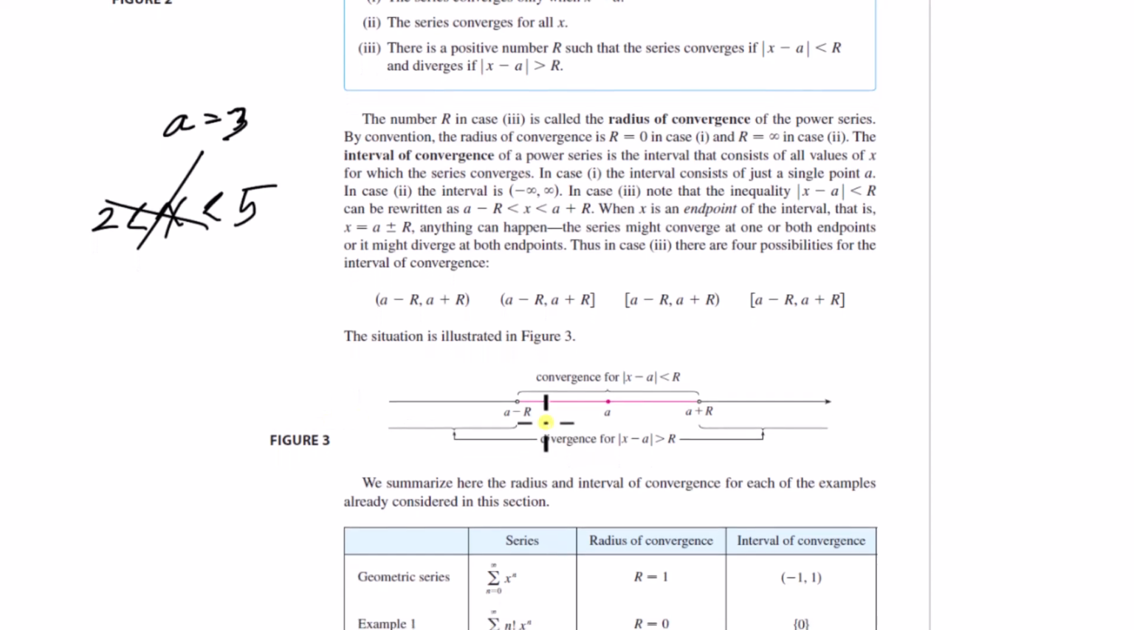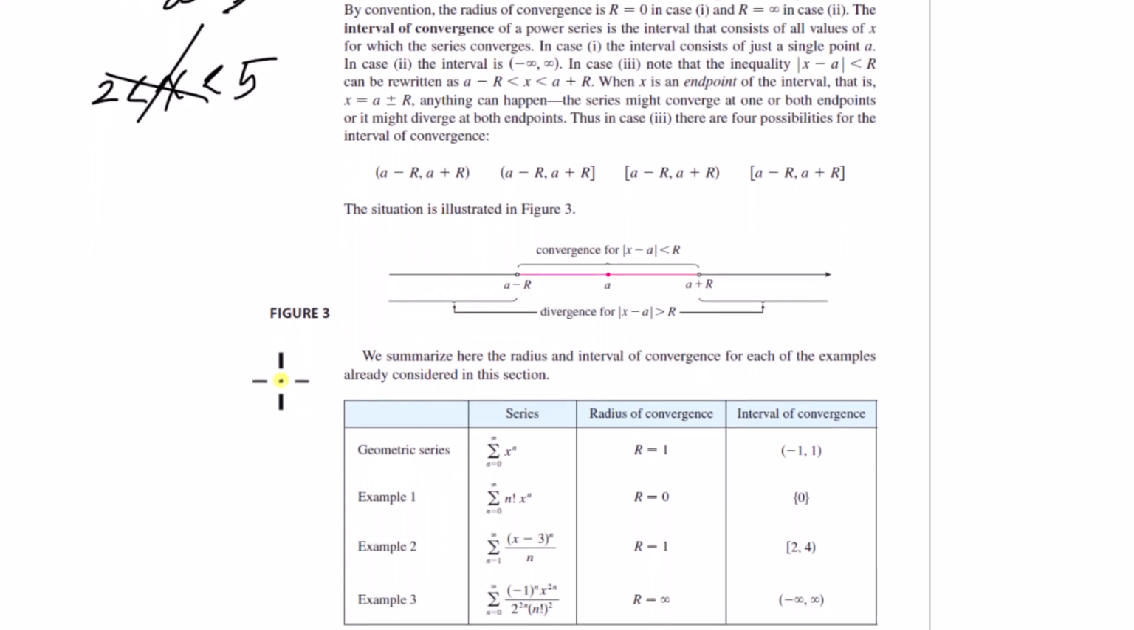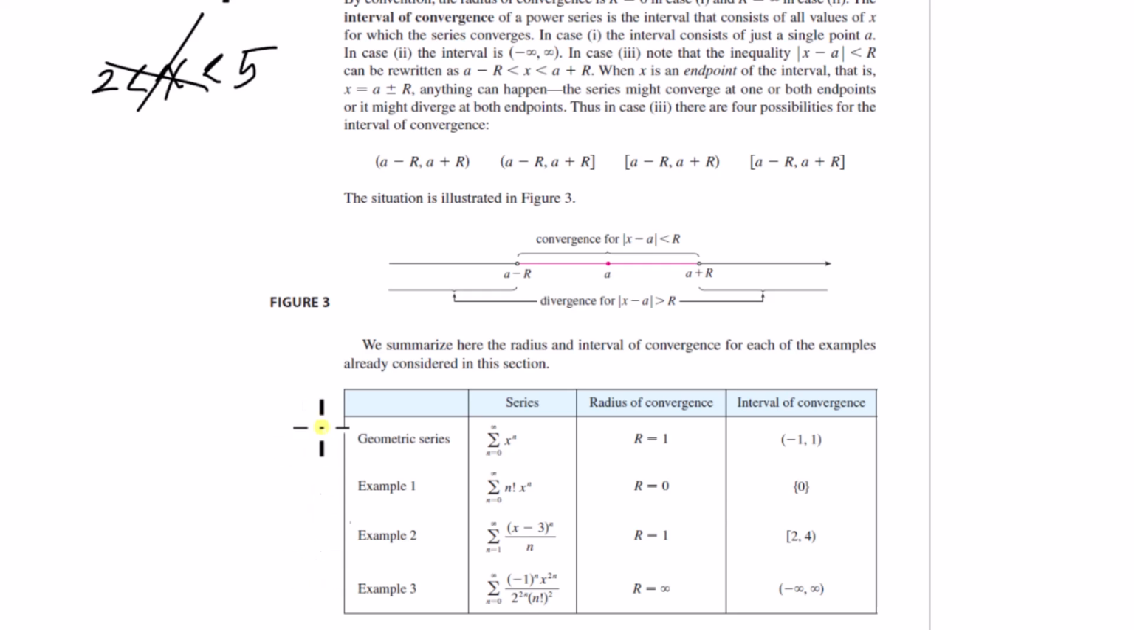Okay, so they give a graphic representation of this here, and they summarize what we just talked about for the different series, the geometric series, examples 1, 2, and 3 here. For the geometric series, the radius of convergence was 1. It was centered at 0, so the interval was -1 to 1, but they had to manually check the endpoints to see if it was a parenthesis or bracket. Here the radius of convergence is 0, so it must converge at whatever a is. In this case, it's 0. And there's the interval.